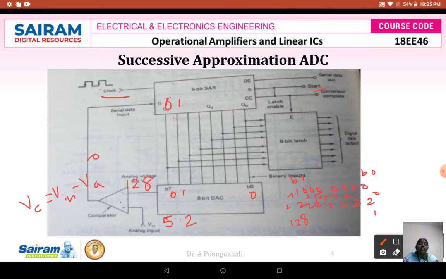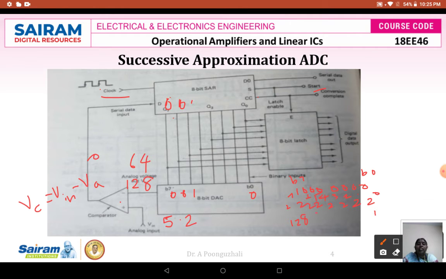So 2 power 6 is going to be here, in this case 64. Now 64 will be compared with this 5.2. Again we see that the output of the comparator is going to be 0. When the output of the comparator is 0, this bit will be reset and it will go for the next bit. So now this bit will become 0 and the next bit will become 1. When the next bit becomes 1, now 2 power 6 is over.